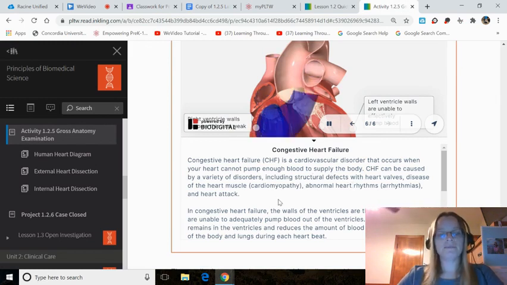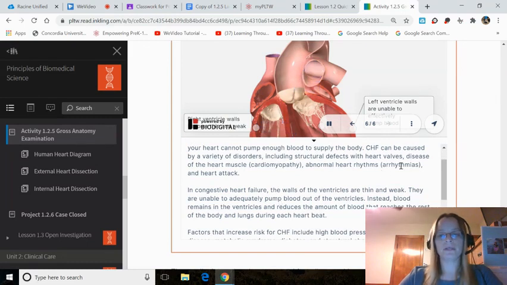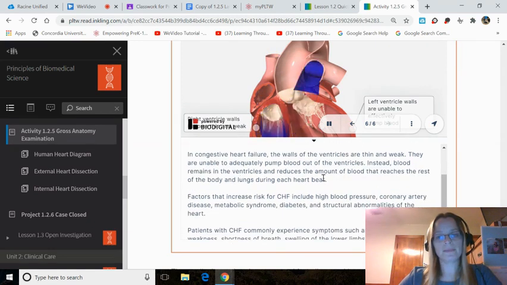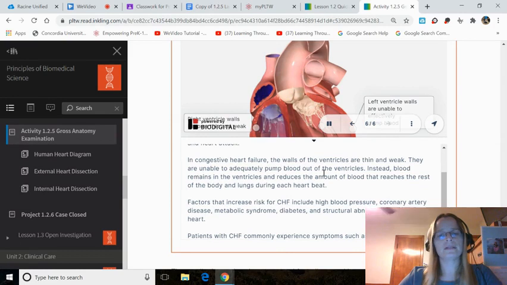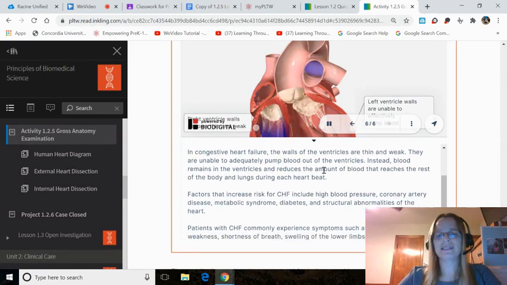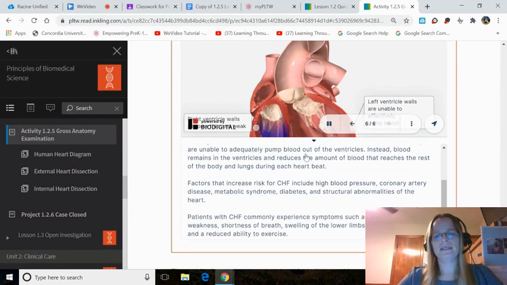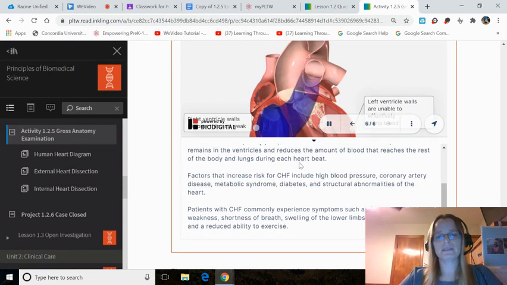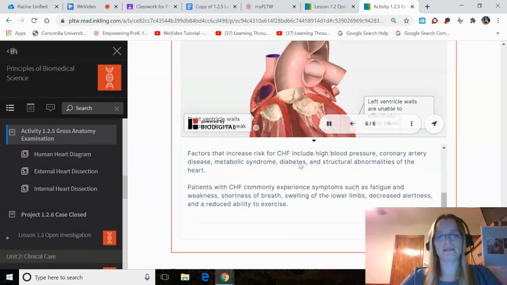CHF can be caused by a variety of disorders: arrhythmias, cardiomyopathy, and heart attack. Let's see. The walls of the ventricle are thin and weak. Well, that sucks. They are unable to adequately pump blood. And so it sits in the ventricles, reducing the amount that can get to the rest of the body. Here is something that increases the risk. I'm going to put that.